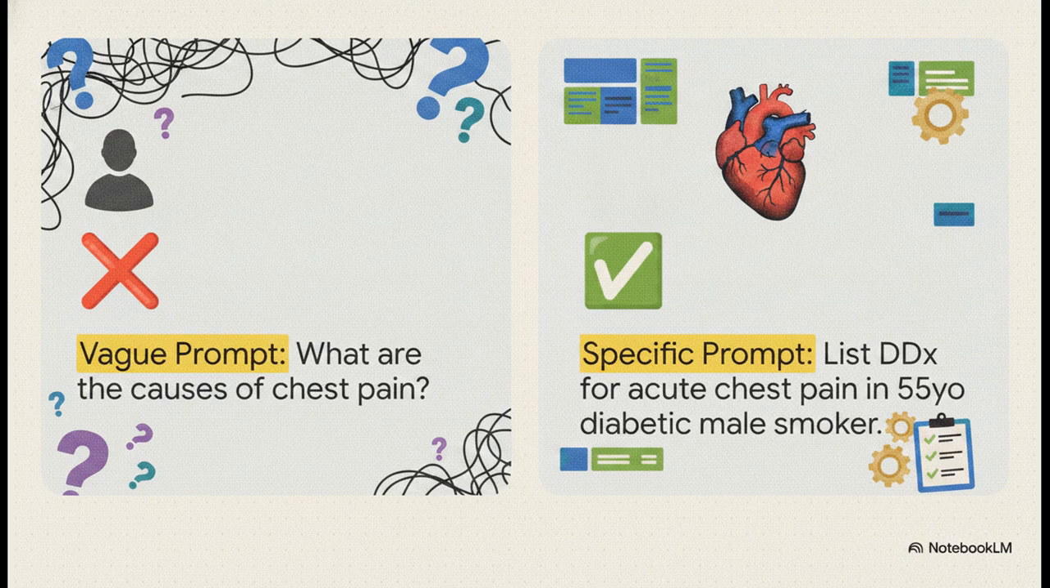If you throw in a vague prompt like, what are the causes of chest pain? You're going to get a dangerous 10,000-foot generic guess. But look what happens when you use a specific prompt. You add the age, the comorbidities, like being a diabetic and a smoker, the ECG results, and even formatting requests. Suddenly, the output shifts from a vague guess to a precise, highly structured differential diagnosis. It's a total game changer.